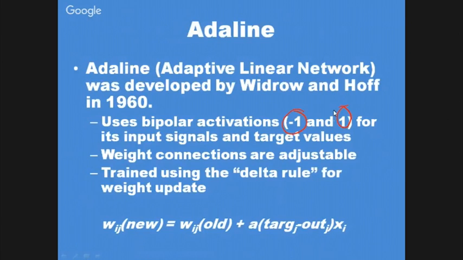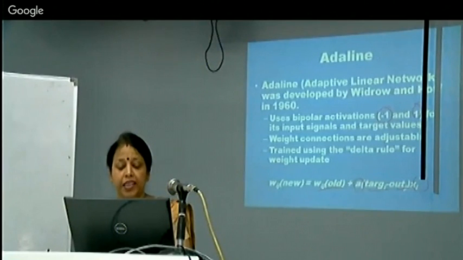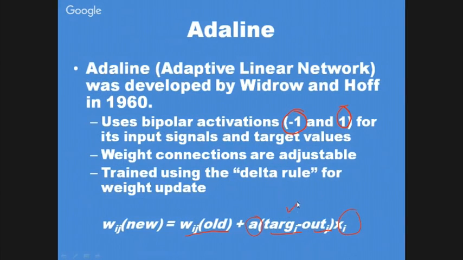Weight connections are adjustable with the delta rule only. And what do you mean by the delta rule? The delta rule says: Wij new equals Wij old plus a into (target j minus out j) into xi. In Perceptron also we use the delta rule. Delta is by name only; I told you in yesterday's class also, t minus z is your delta value, that means the difference value. That's why we use the delta rule.